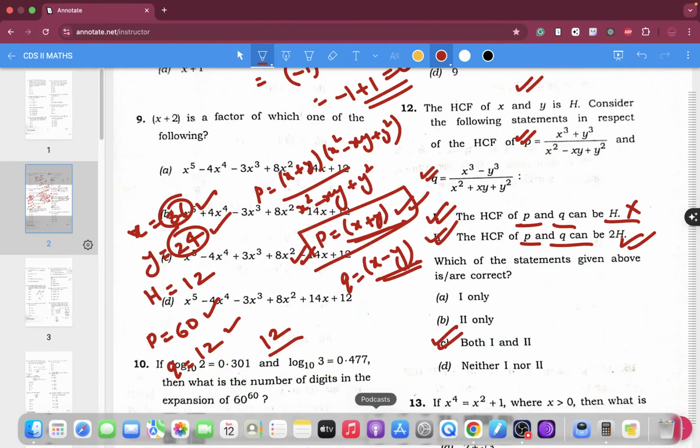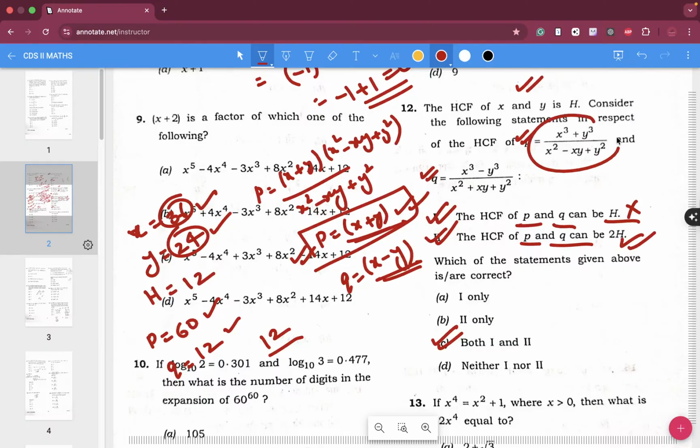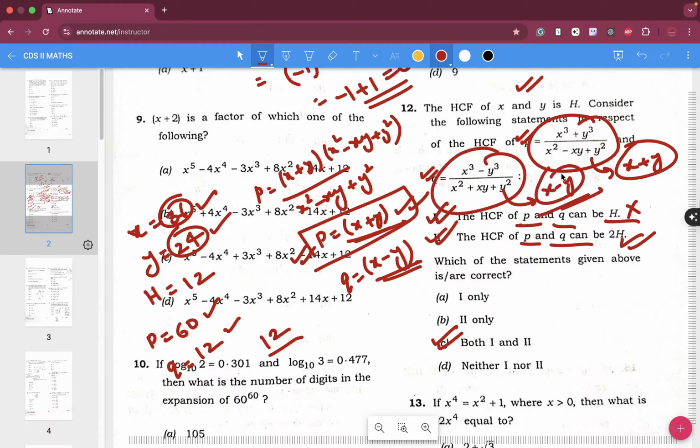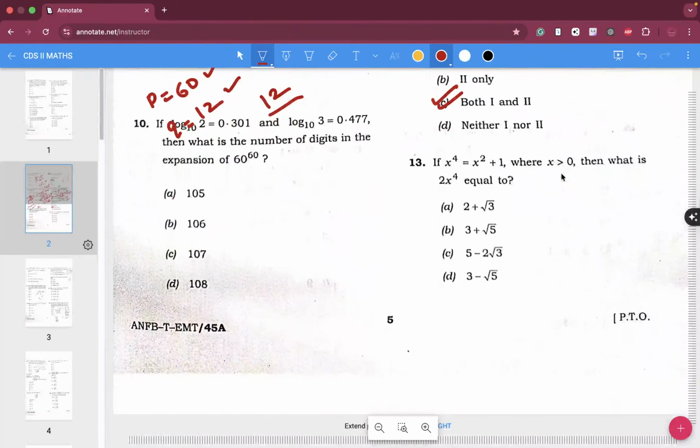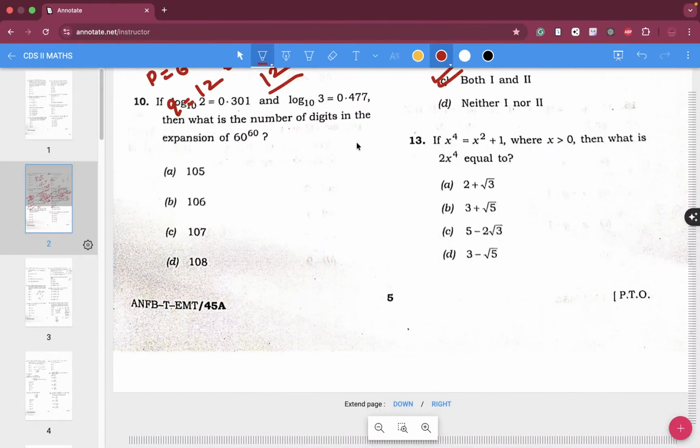The only thing you are supposed to understand was the fact that this can be broken down into x plus y, and these things could have been broken down into x minus y. All right, so let's move on to question number 13 in that case.